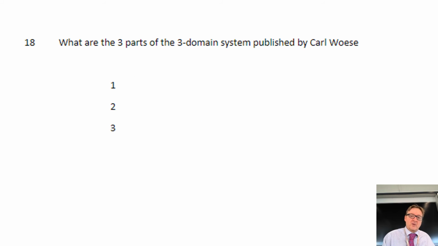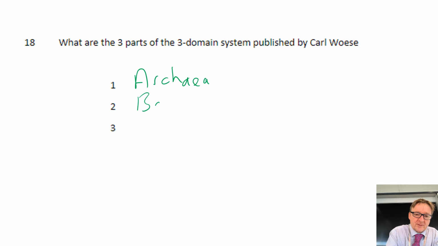Question number 18. What are the three main parts of the domain system, right? So what we've got is, we've got archaea, we've got bacteria, and we've got eukaryota.